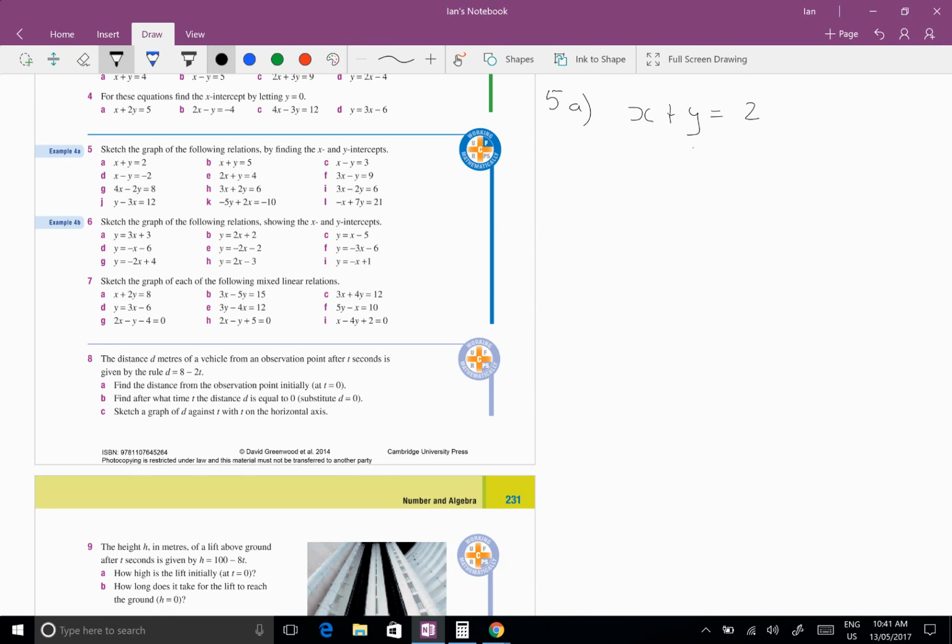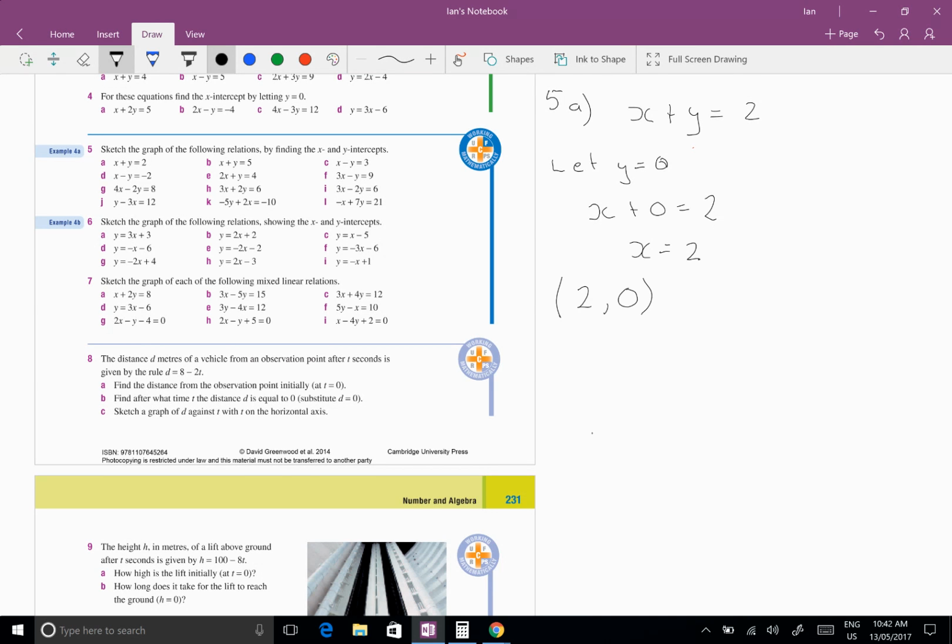All right, so let's find the x-intercept first. I'm going to let y equal 0. So x plus 0 equals 2. That means x equals 2. So there's my first intercept. x is 2, y is 0.